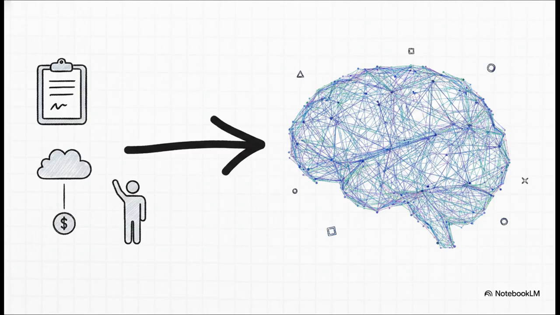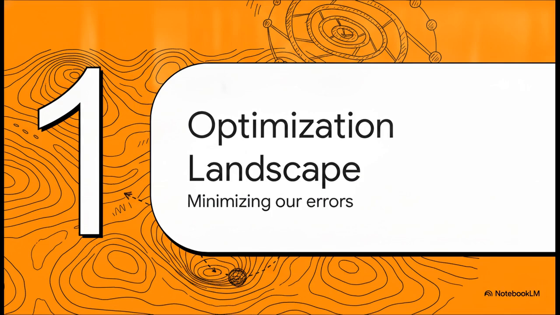Okay, now that we've got the standard undergrad syllabus logistics out of the way, let's transition into the heavy mathematical concepts that are quite literally shaping our future. Section 1, the optimization landscape.